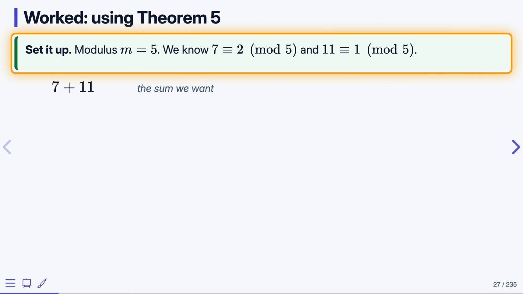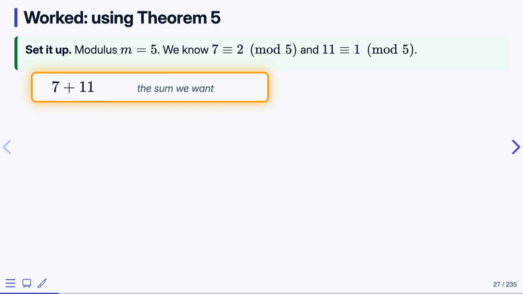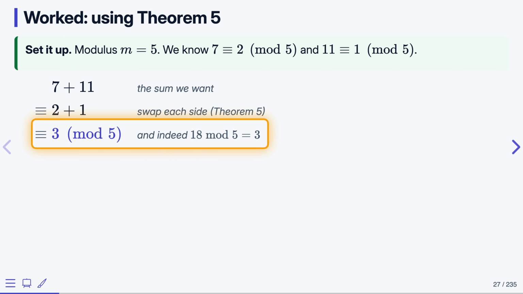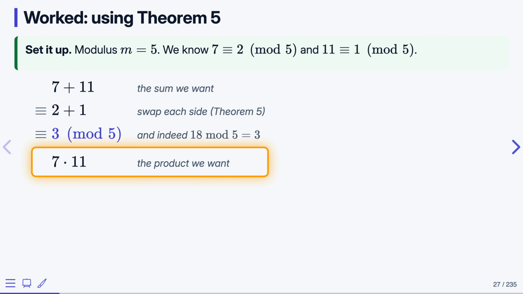Set it up. The modulus is 5. 7 is congruent to 2 mod 5, because 7 minus 2 is 5. And 11 is congruent to 1 mod 5, because 11 minus 1 is 10. Now the sum, line 0, 7 plus 11. Step 1. Theorem 5 lets us swap each side for something congruent. So swap 7 for 2 and 11 for 1. We get 2 plus 1. Step 2. That is 3 mod 5. Check it. 7 plus 11 is 18, and 18 mod 5 is 3. It agrees.